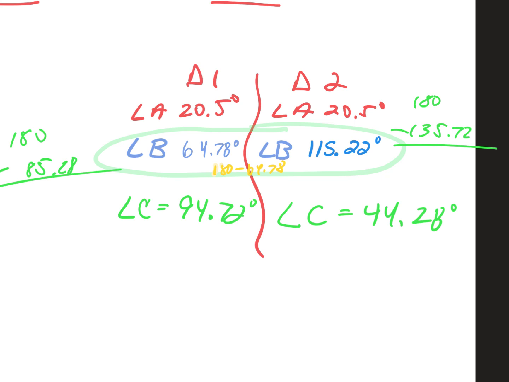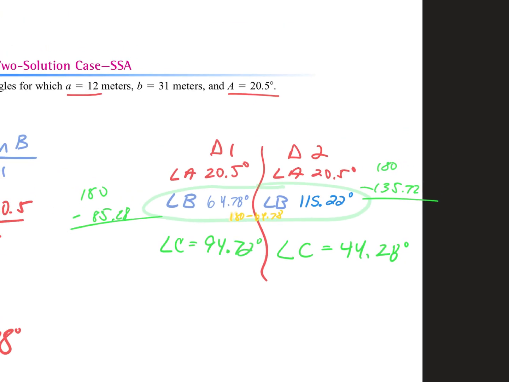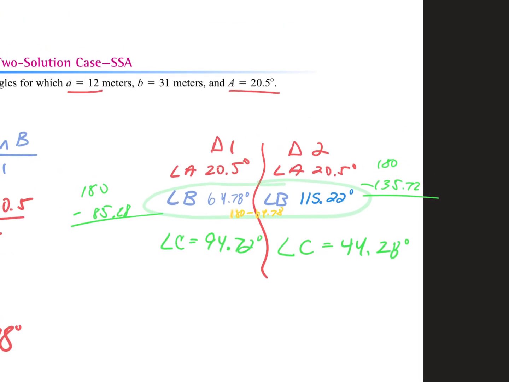Take the given, right? Solve for an angle. Find the supplement of that. When you add the two together, if it's less than 180, then you know, ooh, there's a second triangle. Now I would go about finding all the missing sides, just using your law of sines.